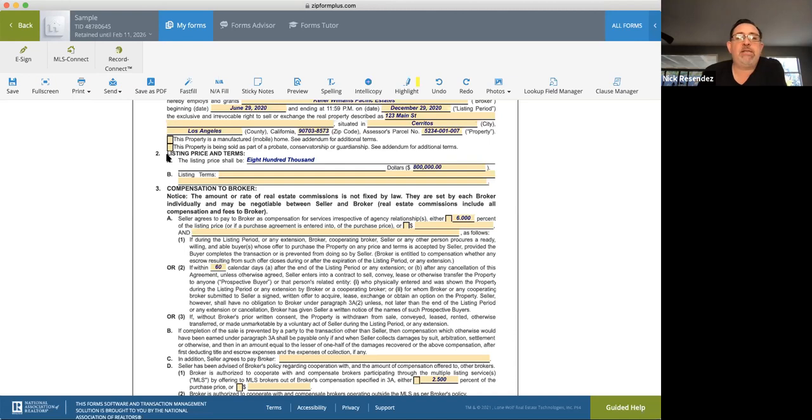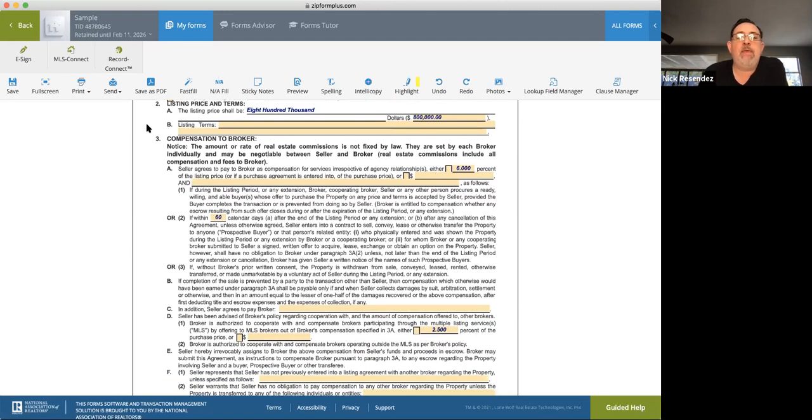Paragraph 2 is our listing price and terms. So here's where we will put in our price. All you do is type it in. Zip Forms will spell it out. And then maybe you have some additional terms in there. Maybe you have a variable commission rate depending on if you find the buyer or they find the buyer, or maybe you base it on getting a certain amount of price or higher, you get an extra commission or something like that. Okay.